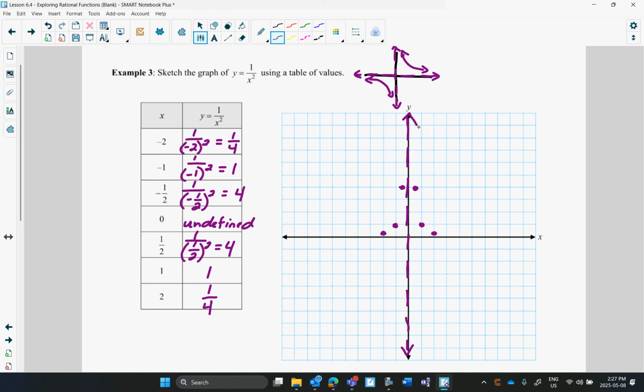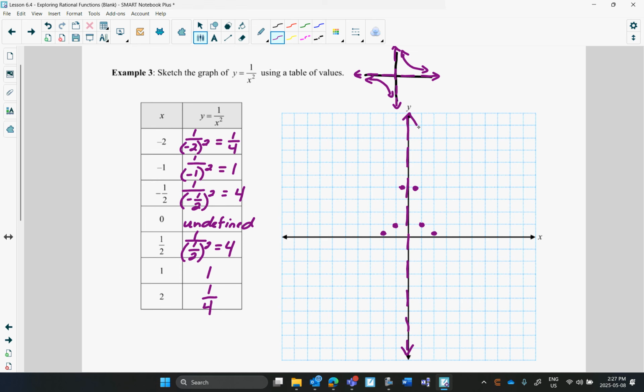In addition, as x gets bigger and bigger, this fraction gets smaller and smaller, doesn't it? Like we got 1 over 4, and then if we had 1 over 16, that's smaller. If we had 1 over 256, that's smaller, right? The bigger the denominator in a fraction, the smaller it is. So it keeps getting smaller and smaller and smaller. Does it ever hit 0? No, it just keeps getting to be a really small fraction. So that means we have a horizontal asymptote as well.